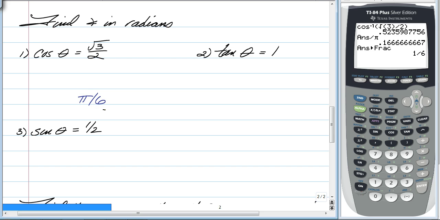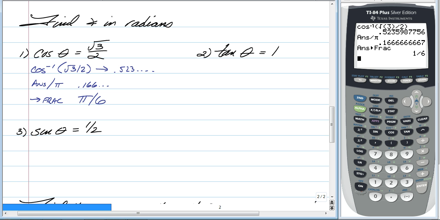That's it. So the first thing you do is inverse of the square root of 3 over 2, and that is going to give you 0.523 yada yada yada. And then you take that answer and you divide it by pi, and you're going to get 0.166 yada yada yada. And then you're going to change it to a fraction, and you'll get 1/6. You just make sure you remember the pi goes on top. And that's it. That's all you have to do.